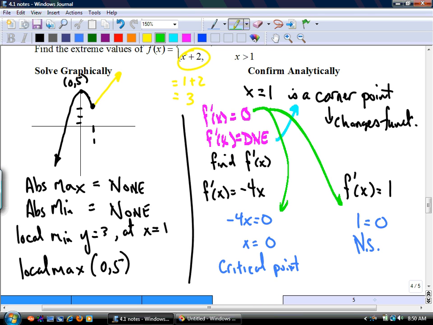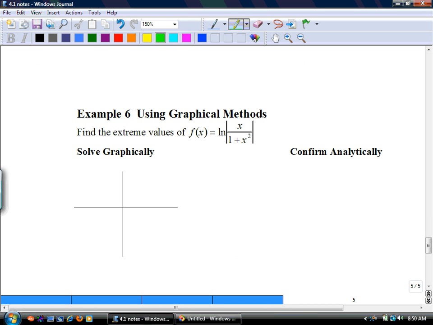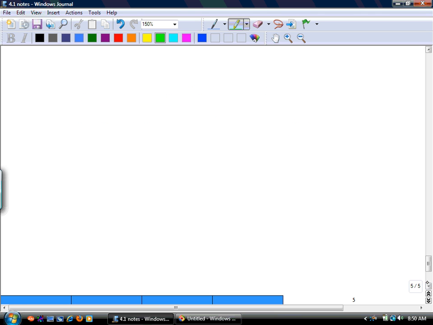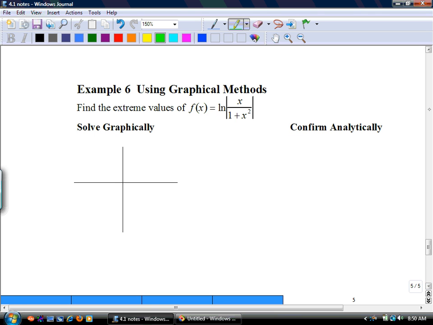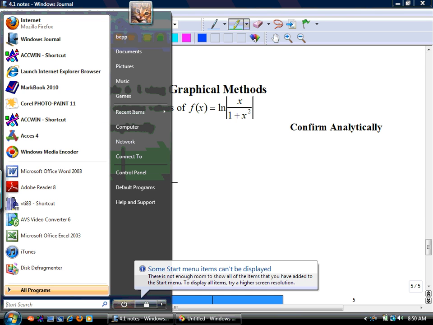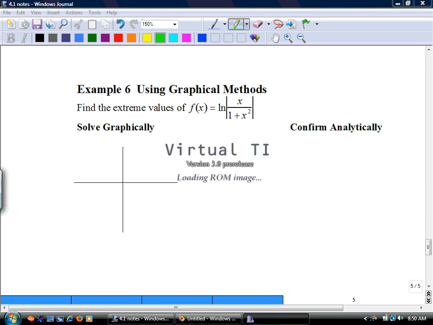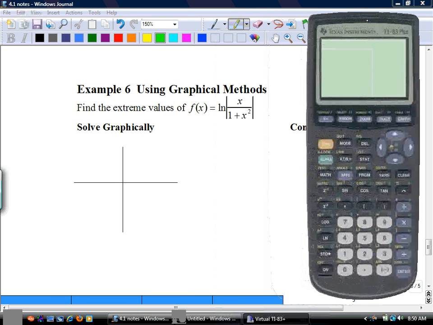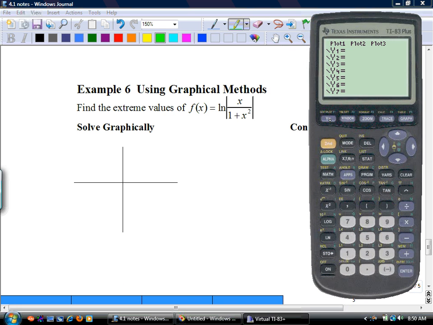Okay, flip the page. Find the extreme values of ln absolute value of x over 1 plus x squared. Y equals ln abs, x divided by 1 plus x squared, close bracket, close bracket, close bracket.